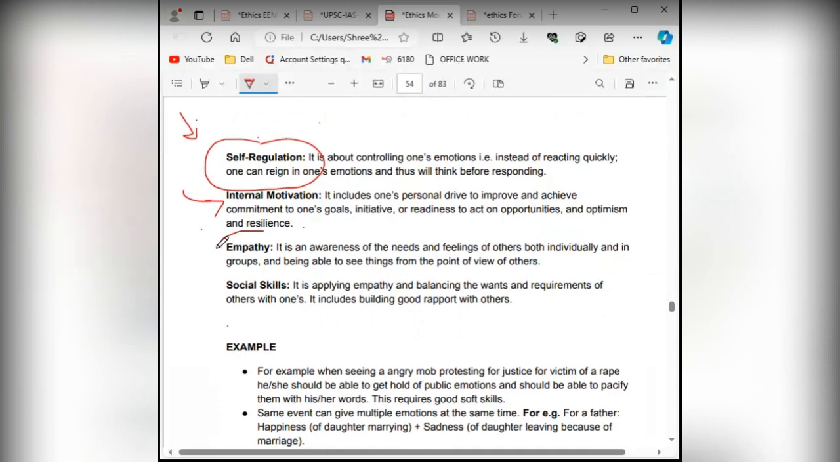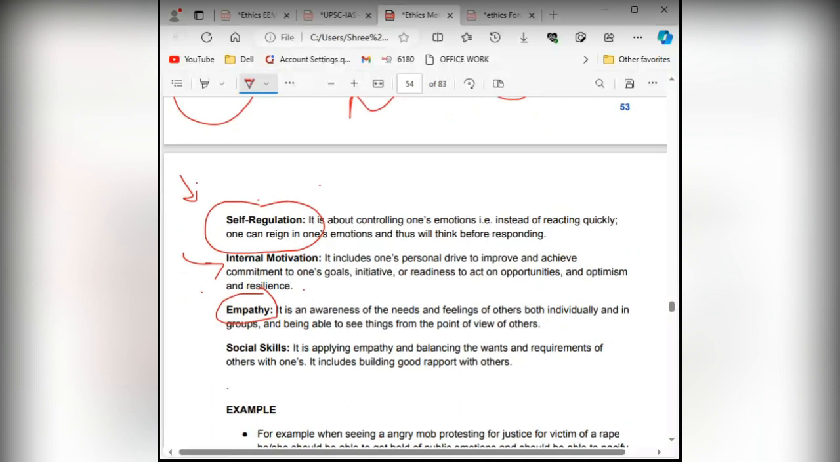Then comes empathy. Now, what is empathy? Anyone can tell me over here, what is empathy? Ma'am, it is an ability of one person to understand others' feelings from their point of view. It means just putting yourself into the shoes of others.